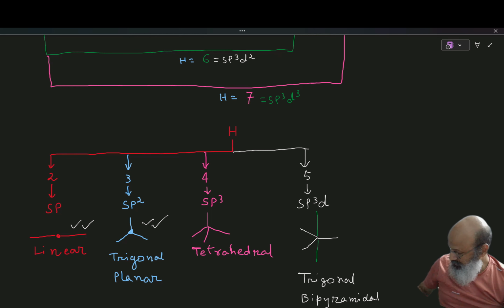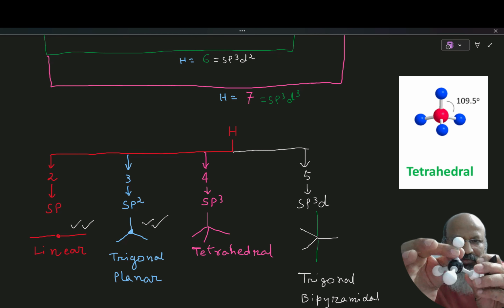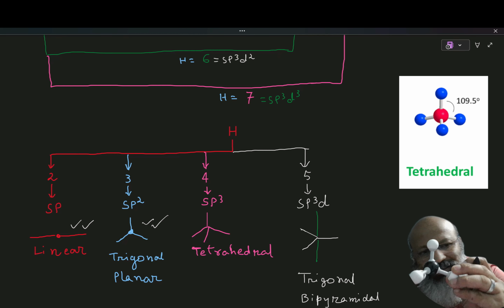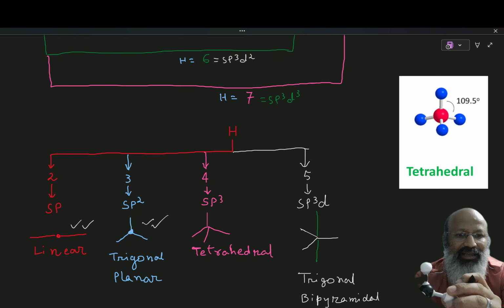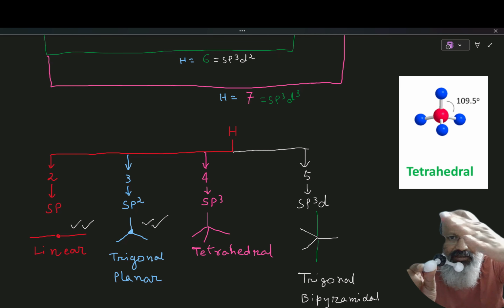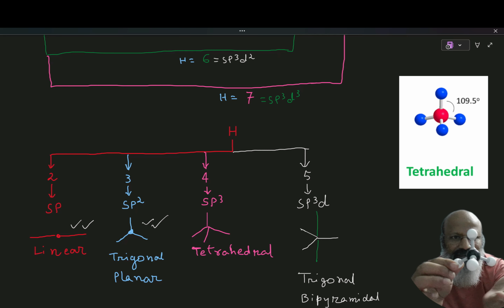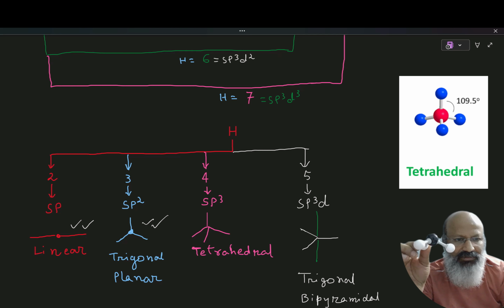Now for tetrahedral, that is the geometry. Why tetrahedral? It doesn't mean that it has 4 heads. Actually, it has 4 faces. If you think, one face from this side, one face from this side, and one from the bottom, that is 4 faces. If you just hold this structure, you'll understand much better.